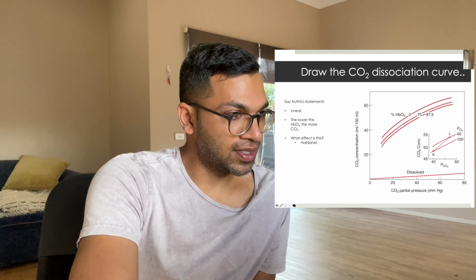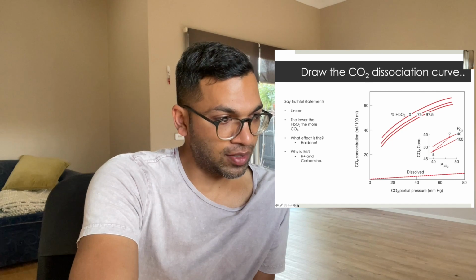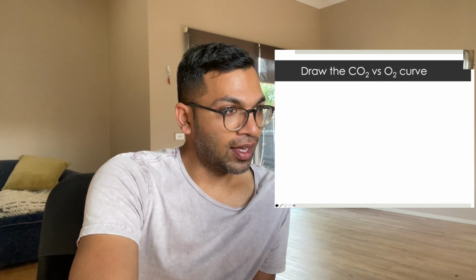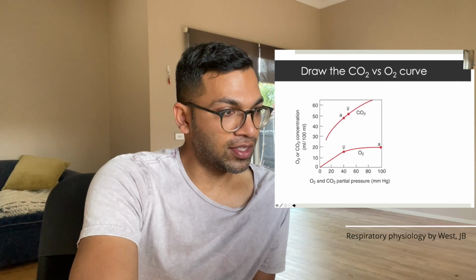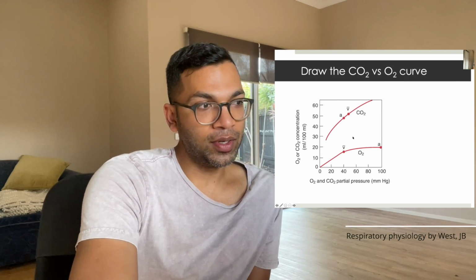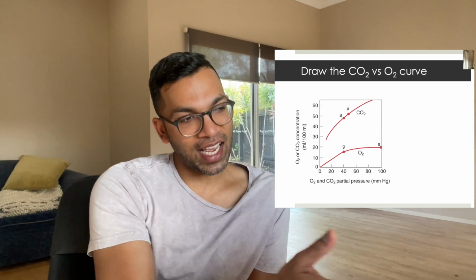What the effect of this is, is the Haldane effect. Why is this? H+ and carbamino, 30% and 70%, which we mentioned before. And I think this is where we're getting to that point. Yep, so great. Now here's the next graph that you hope you don't have to draw, but it's actually not too hard.